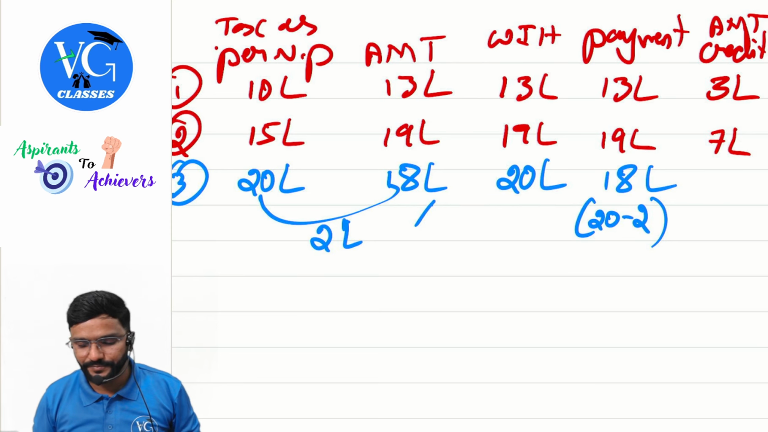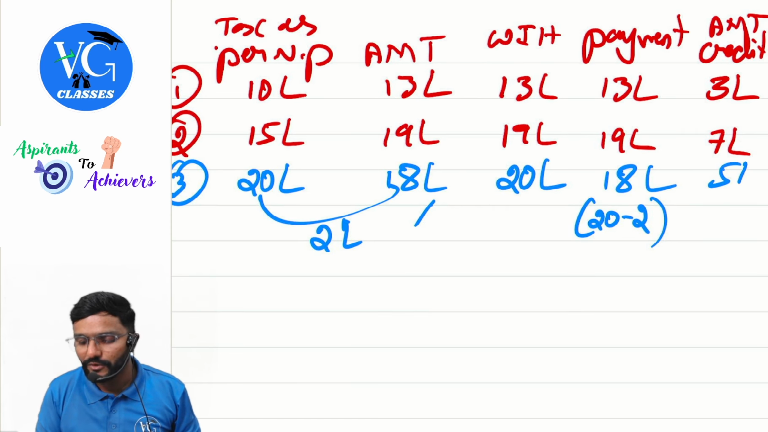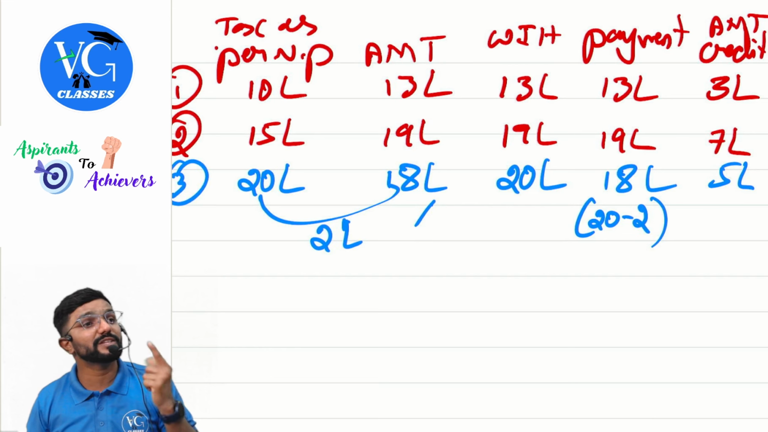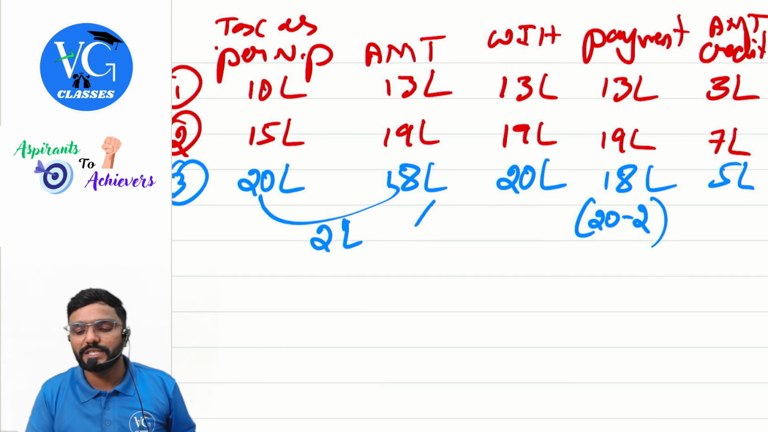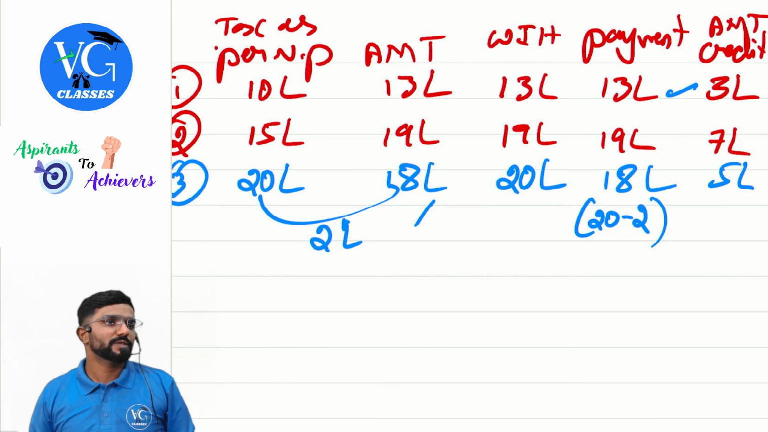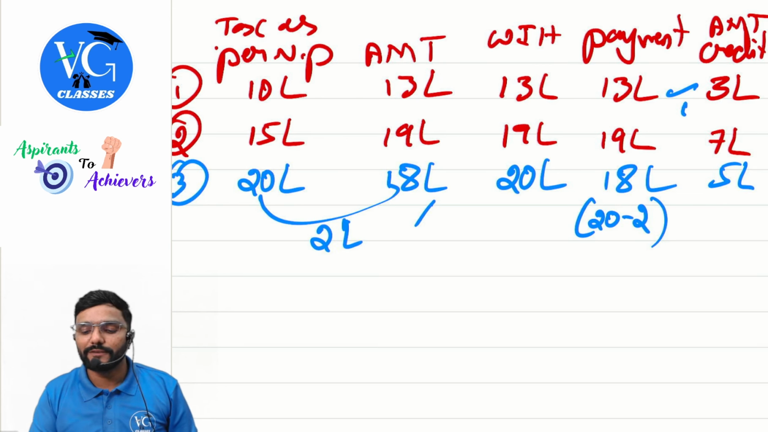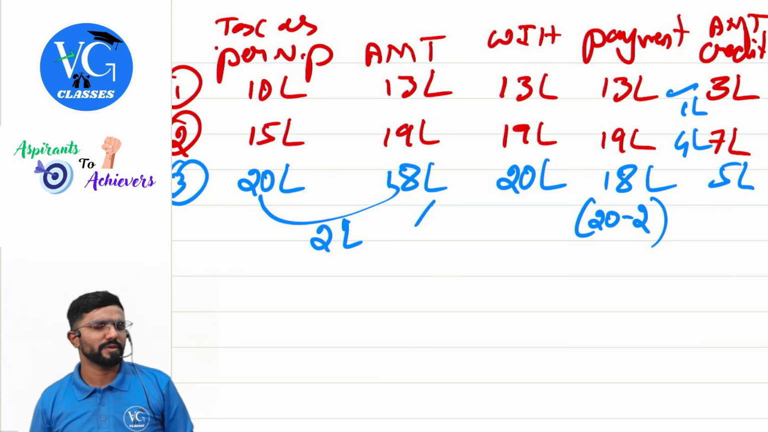Yes, sir. So how much credit is left now? 5 lakh. And for 5 lakh, we will always follow FIFO. So 2 lakh, what I have adjusted from where? 3 lakh. So still out of 5 lakh, how much we have? 1 lakh from here and 4 lakh from here. Hope you guys got it.